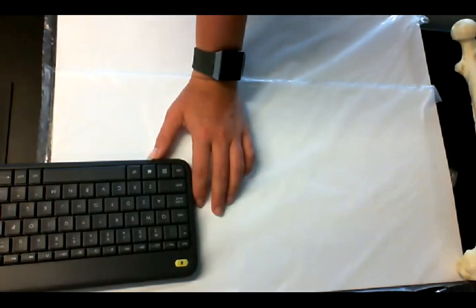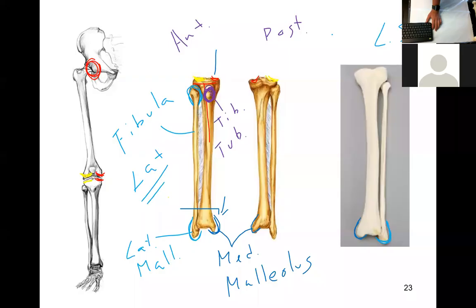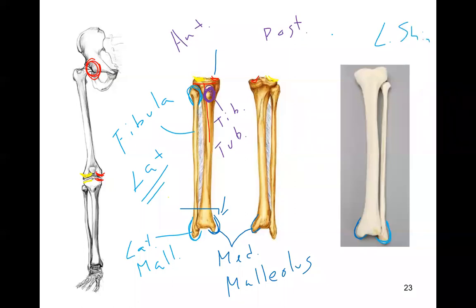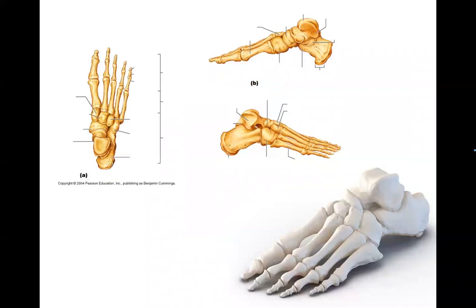All right, one more section here, and that is the foot. All right, so here are diagrams of the foot from 3 different perspectives. As always, the diagrams are right, the model is left, and that's how it would work in the lab as well. That's just always kind of how it goes, unfortunately.